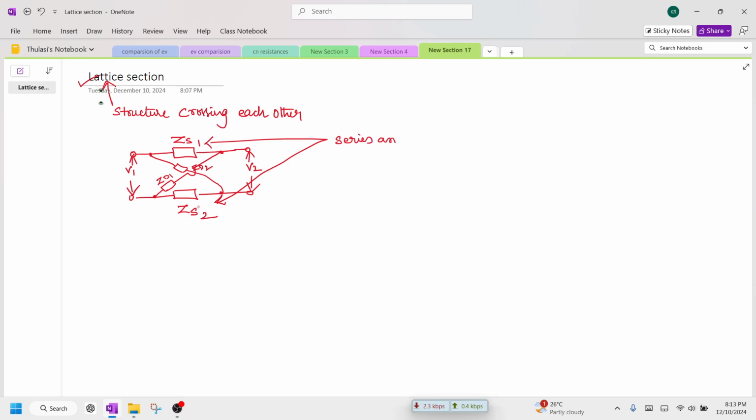So this is very, very important. If you learn all these things, only then can you understand a given network. These are called series arm impedances, where ZD1 and ZD2 are called diagonal arms, or cross arms, or diagonal arm impedances.